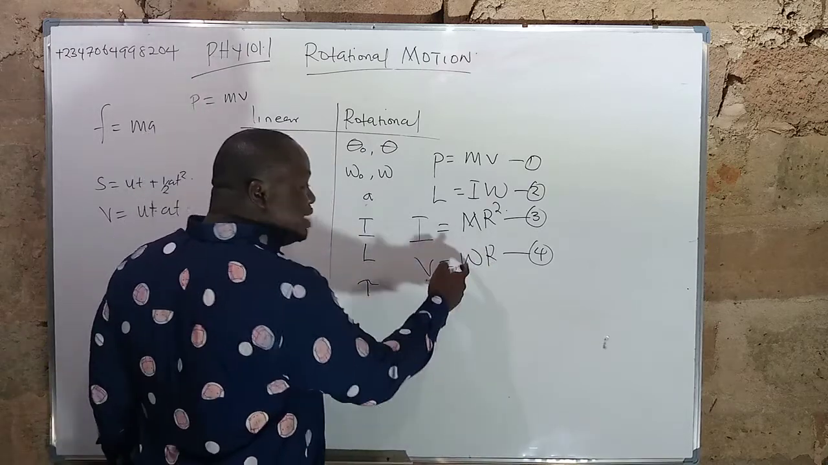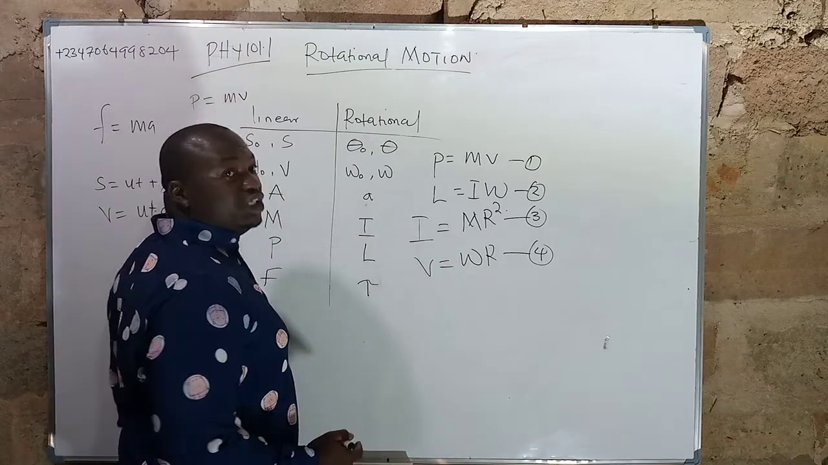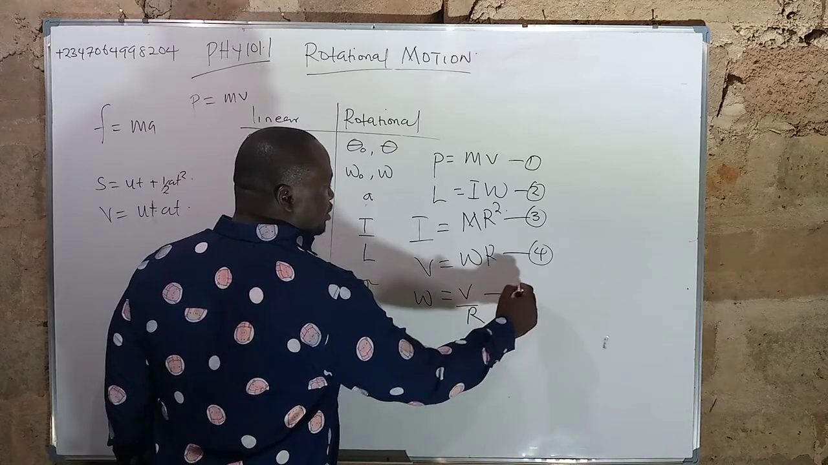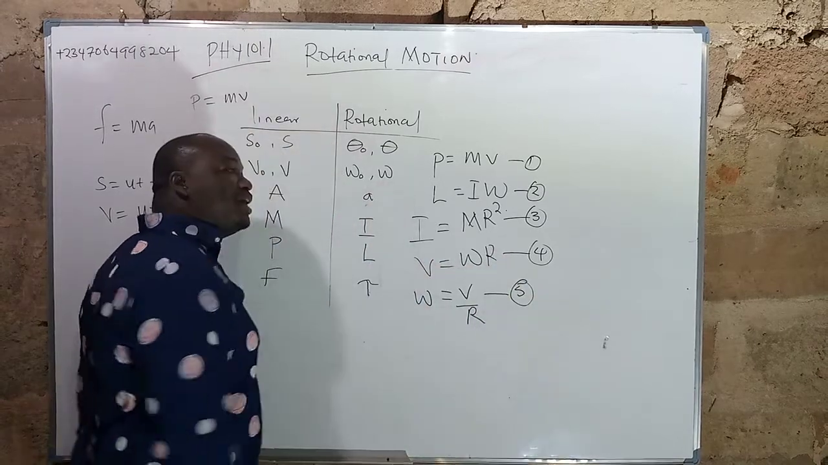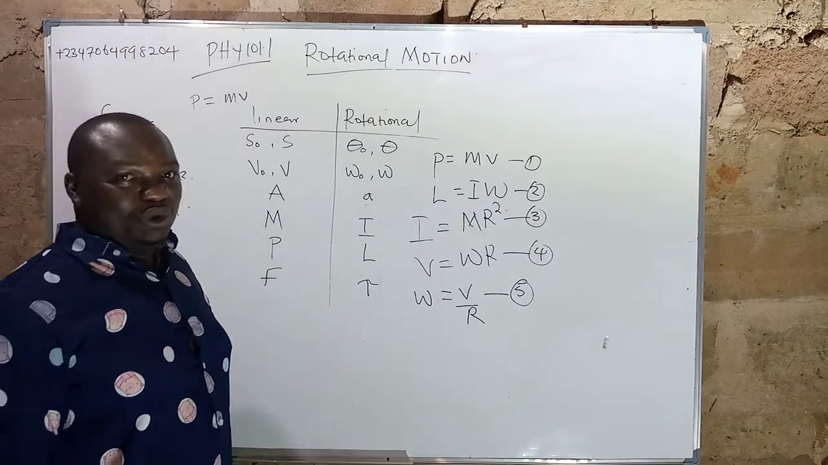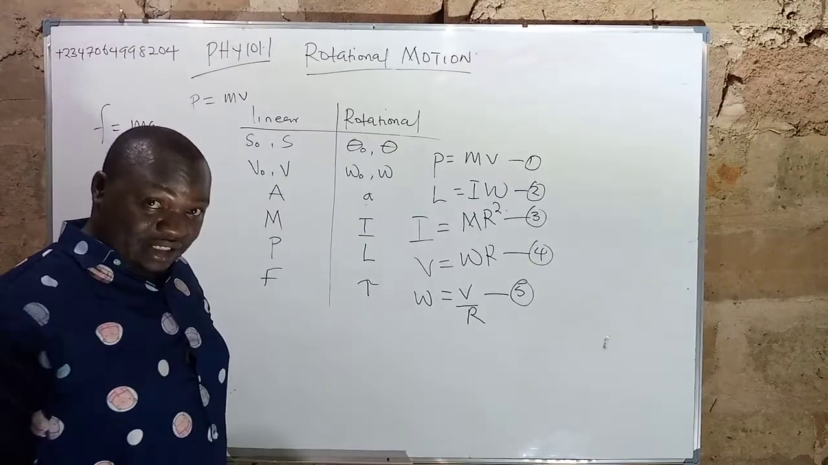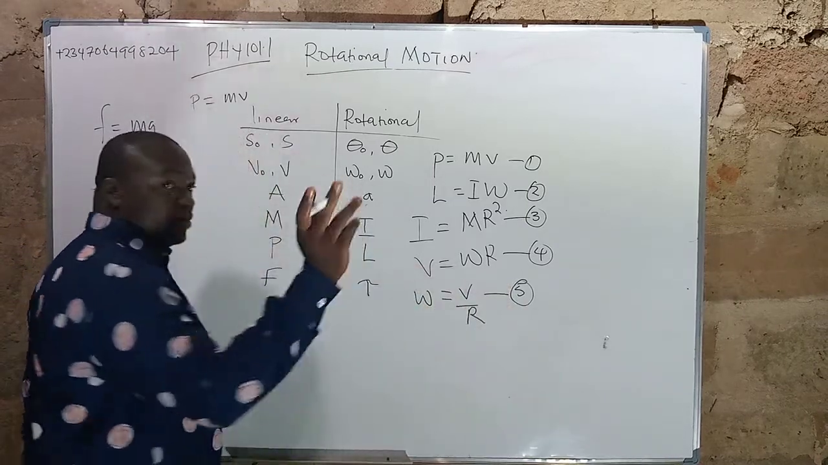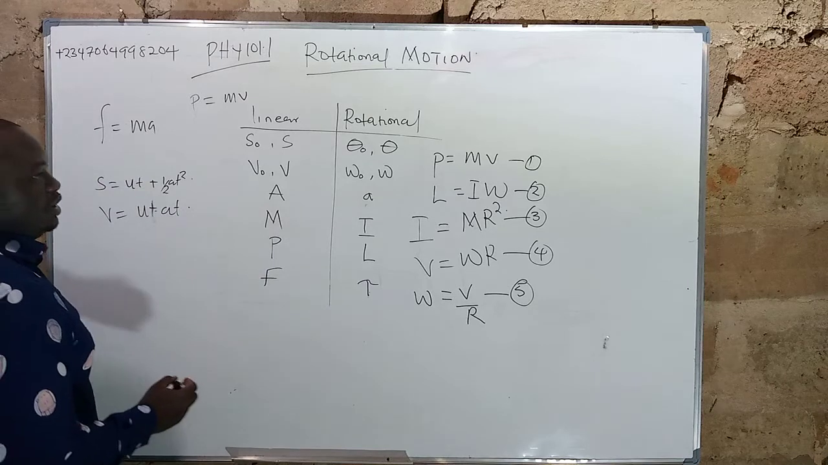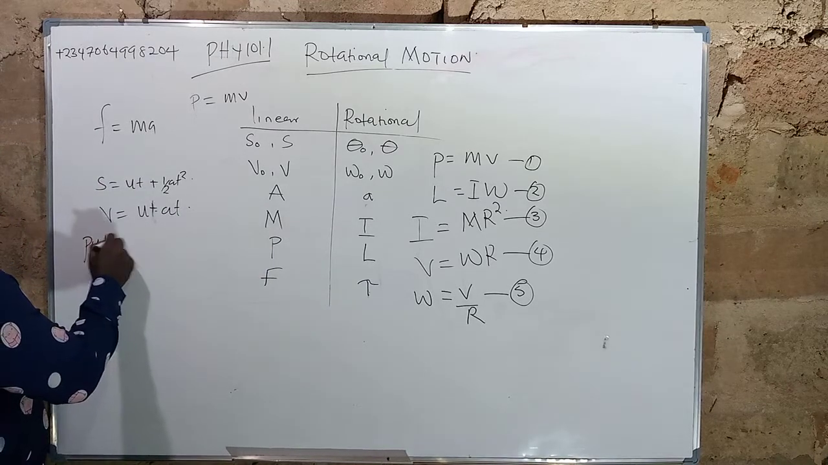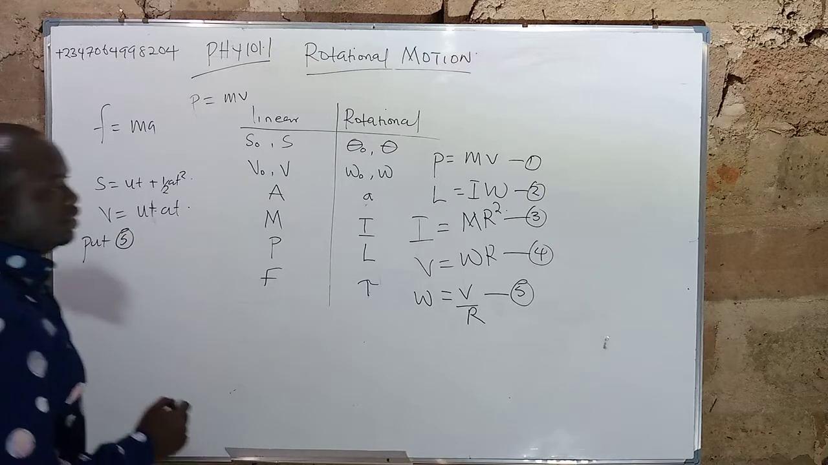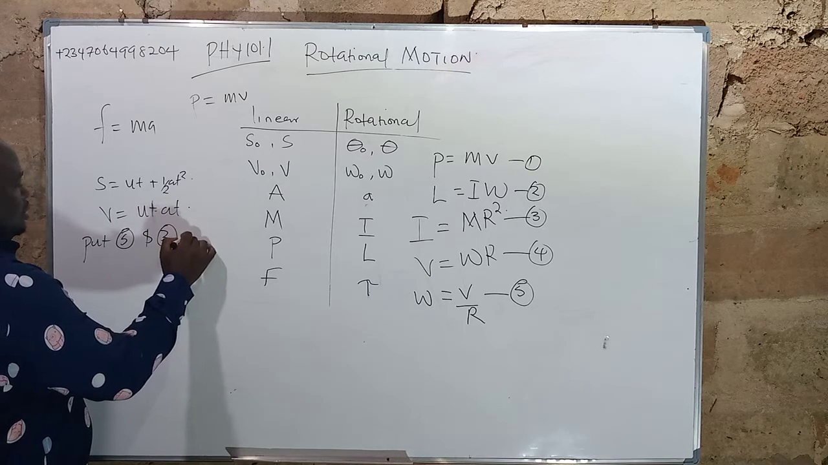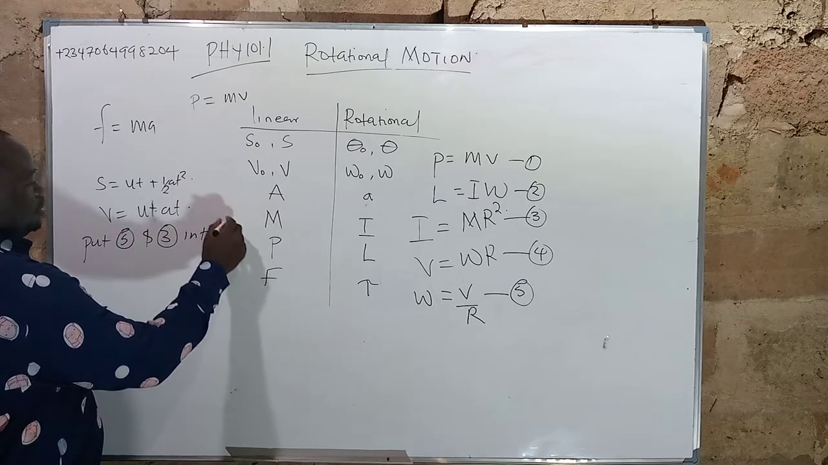Now look at what I want to do. I want to make the angular velocity the subject of the formula. So this will now be V all over R. Let me call this equation 5. All these formulas, we'll use them for calculation. So you better open up your mind to understand this. It's so easy. Now, if this is my equation 5, look at what I want to do. I want to put equation 5 and equation 3 into equation 2.